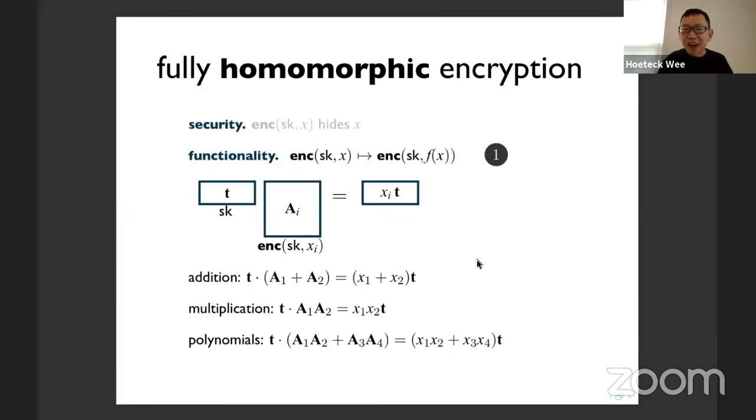All right. So the nice thing about this is that it scales to any polynomial. In fact, if you have any polynomial f in n variables, T times f of A1 to An is exactly, in some sense, an encryption of f of X1 to Xn.